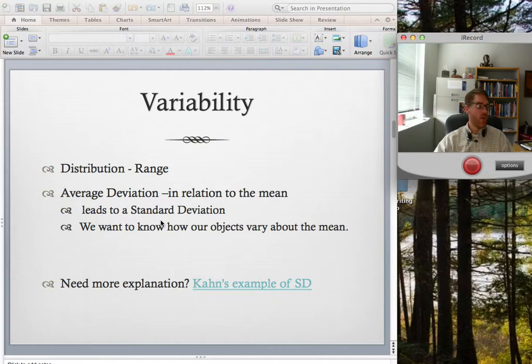And we also have 1 standard deviation, 2 standard deviations on this distribution, on this plot. If you'd like to see an example, Khan Academy gives a great example of standard deviation here. Excuse me, so you can click on that link.